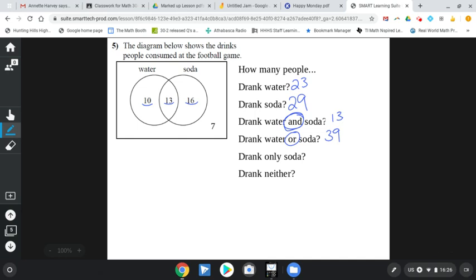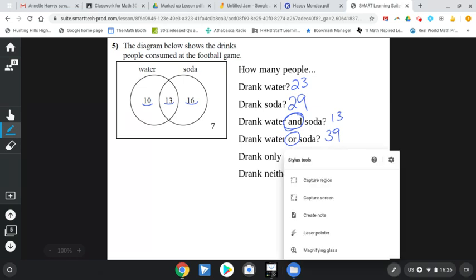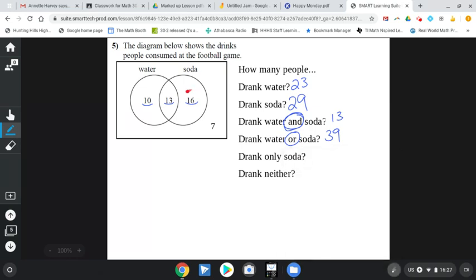Drinking soda only are these 16 people because they are in the soda circle, but they are not in the water circle. And drinking neither, probably the easiest one to pick out. And yet sometimes it's easy to miss that number that's on the outside, but there were 7 people that drank neither the water or the soda.